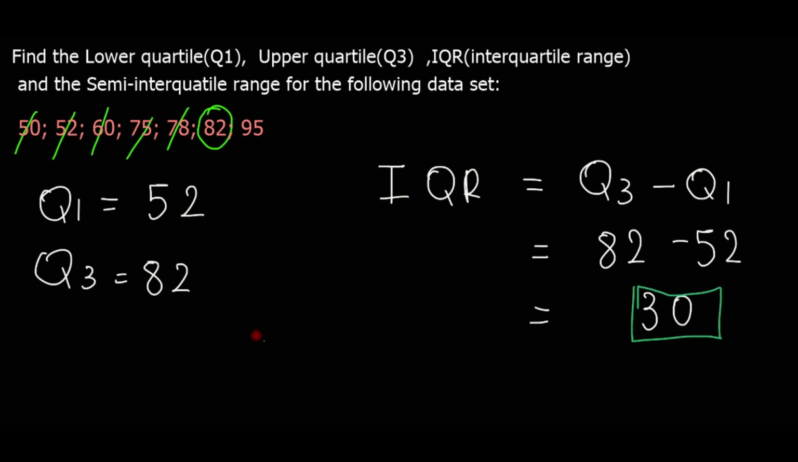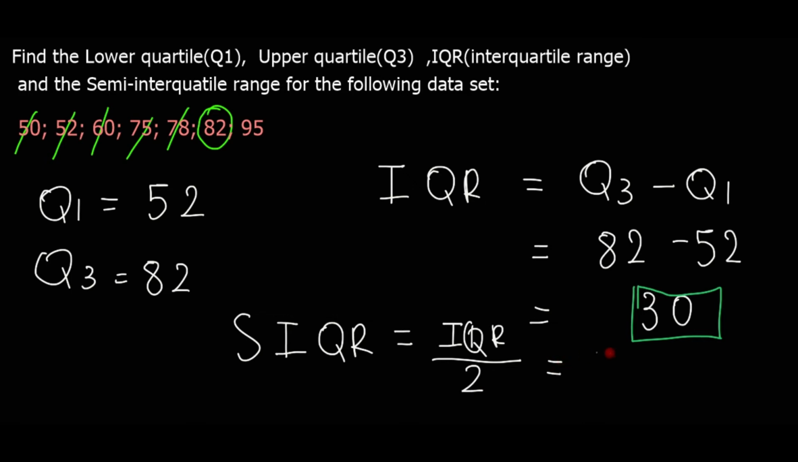And then now let's find the semi-interquartile range. Semi-interquartile range ile kana le interquartile range divided by 2. IQR divided by 2. So ke 30 divided by 2, and then 30 divided by 2 ke 15. So this is our answer.